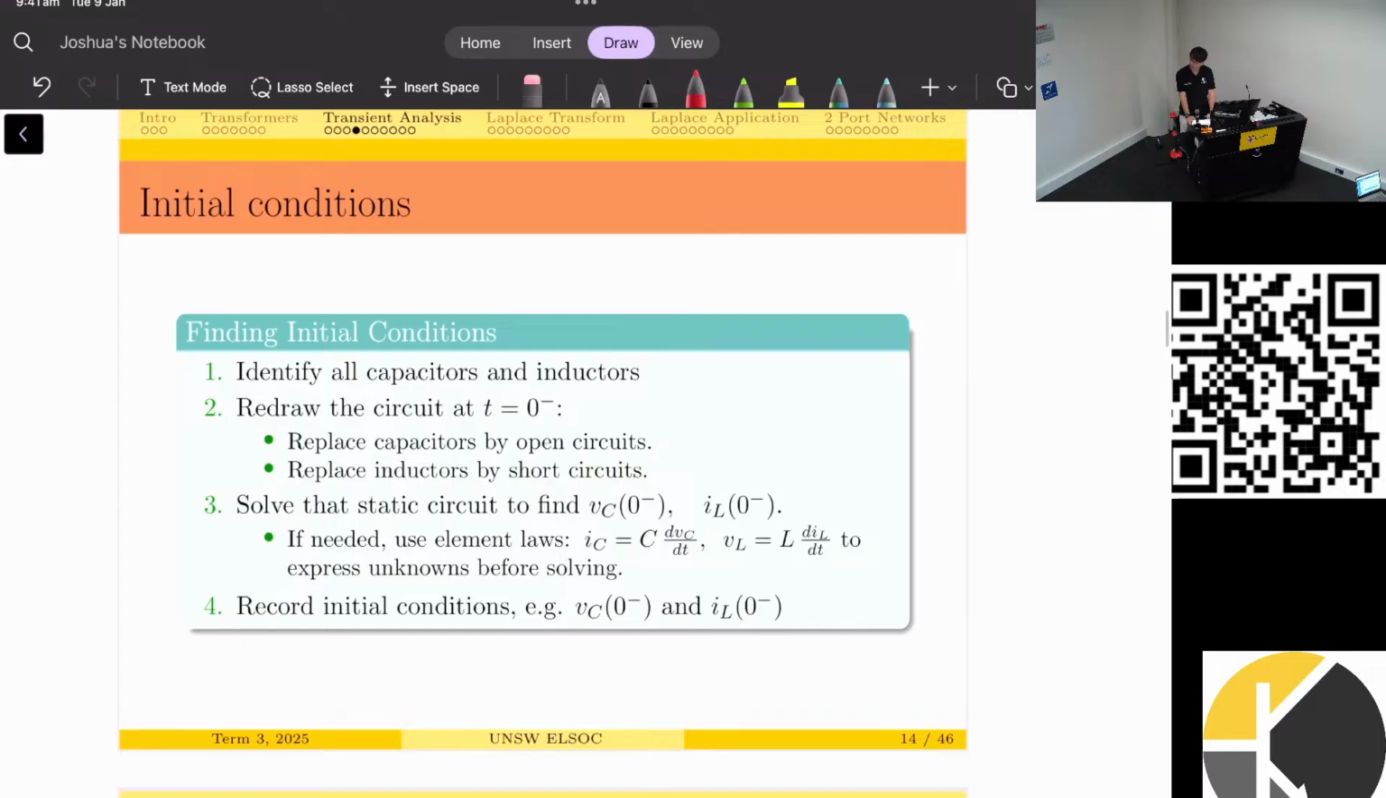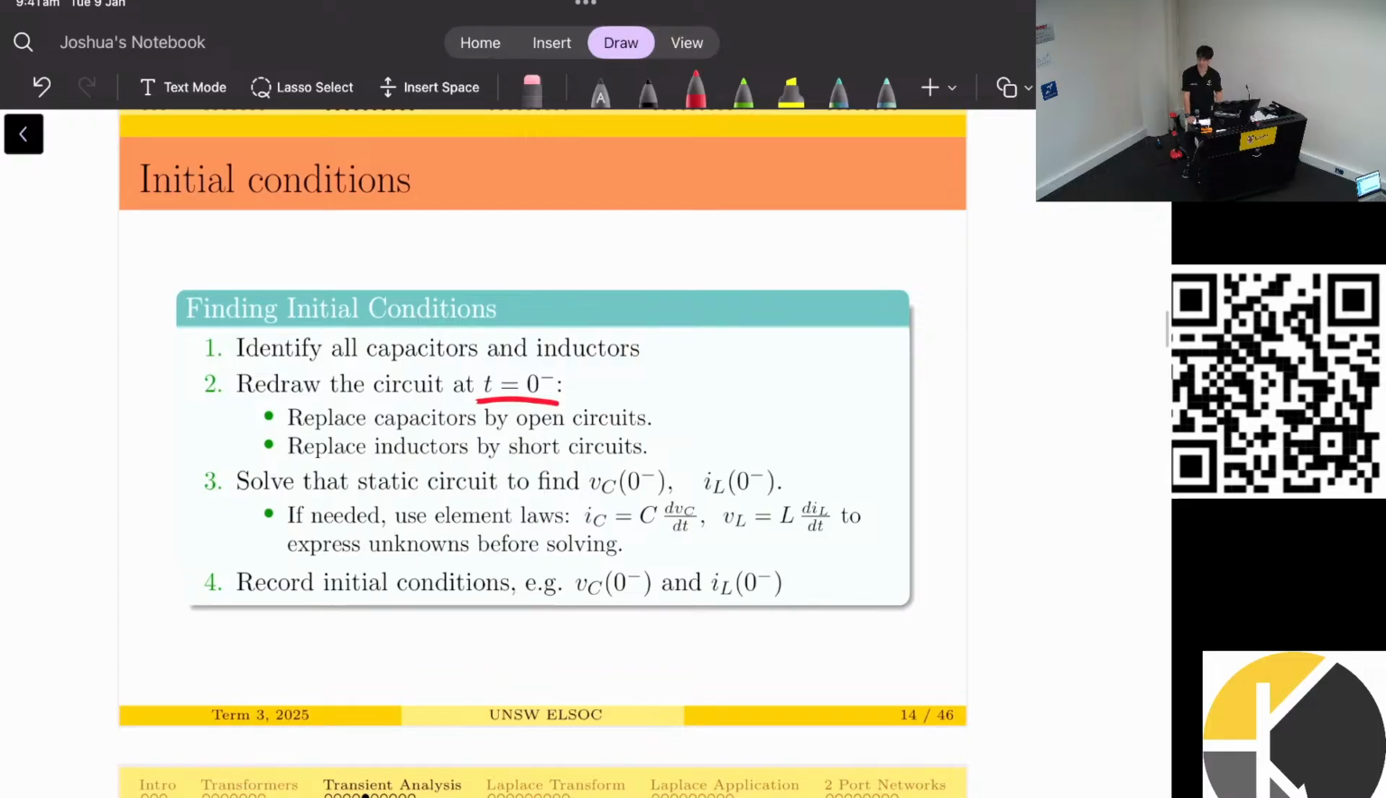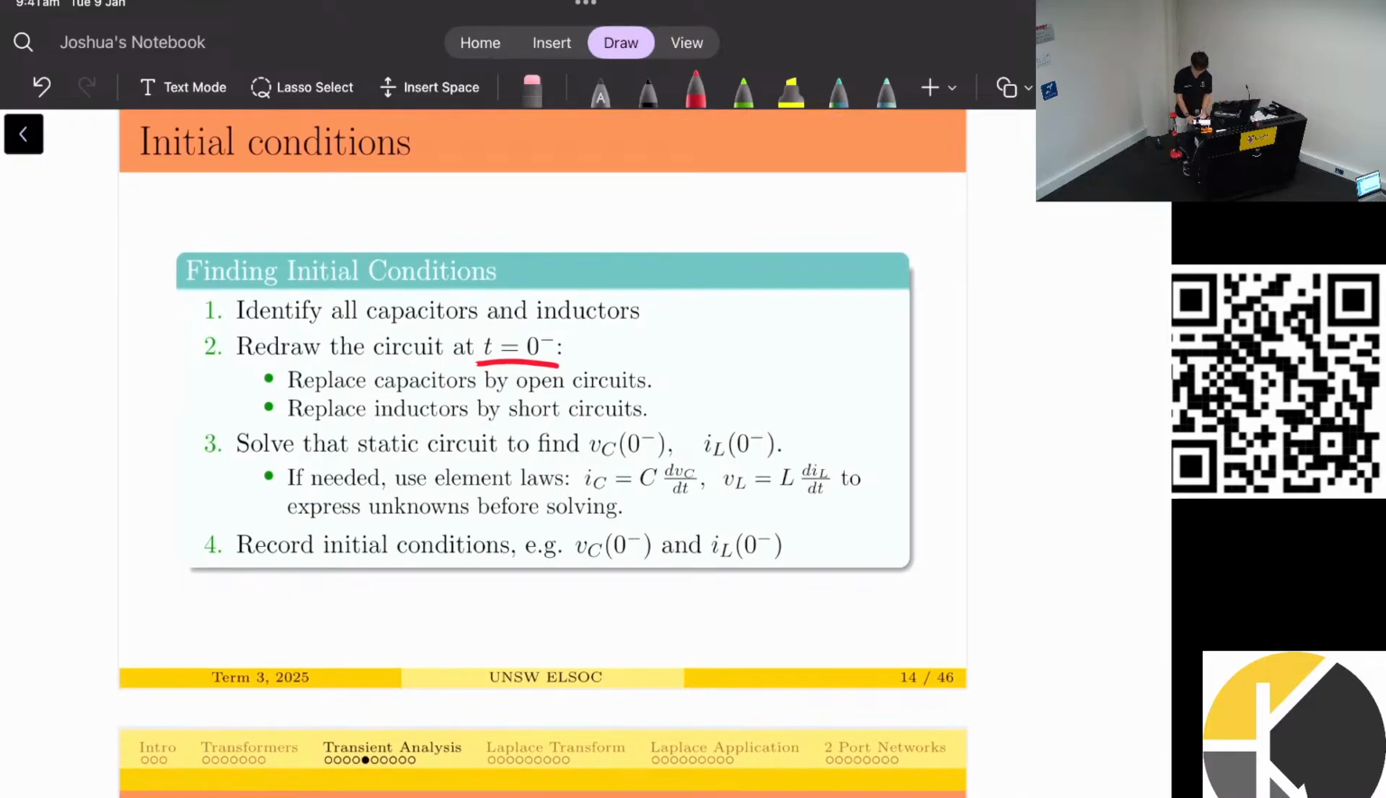So to find initial conditions, first thing we do is we draw the circuit at t just before the change happens at t equals 0. And this is basically telling us that the circuit has been sitting there for some infinite amount of time, and it's allowed all the capacitors to go to open circuit and all the inductors to go to short circuit. After that, we'll then solve for whatever we're trying to solve for, whether it's currents and the derivative of the current, or the voltage and the derivative of the voltage.